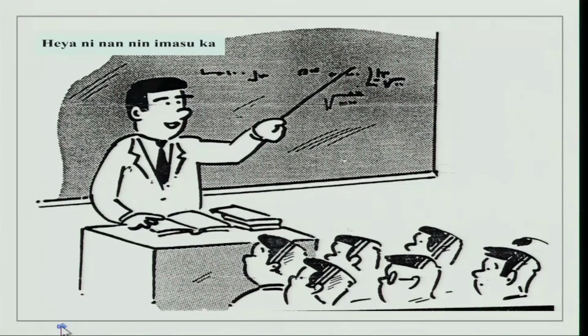You can practice more over here in this slide. Let us see what the question is. Heya ni nan nin imasu ka? So, hitori, futari, san nin, yonin, gonin, rokunin, nananin and hachinin. Let us see how many are there. Ja heya ni, you tell me how many people are there. Well, heya ni hachinin imasu.